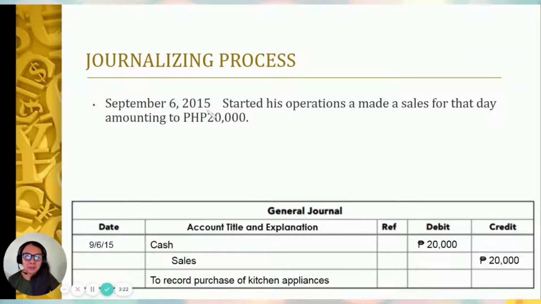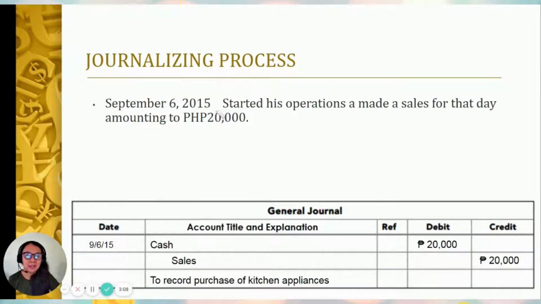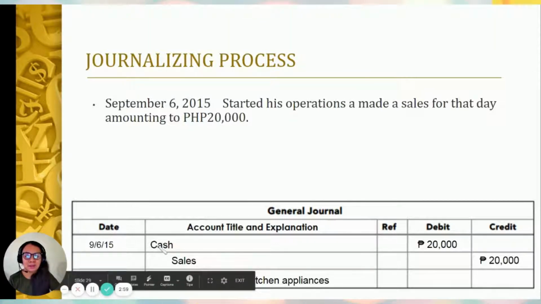Next, September 6, 2015, started his operations and made a sale for that day amounting to 20,000 pesos. So we start with the date, that's September 6, 2015. The business made a sale and received 20,000 pesos from that sale. So we debit cash and the amount goes here under the debit column for 20,000. We received this cash because we made sales. So we credit sales. This is indented. And the amount of the sales goes right there under the credit column. So we have debit cash, credit sales. The amount of debit is 20,000 and our credit is 20,000. It's equal.